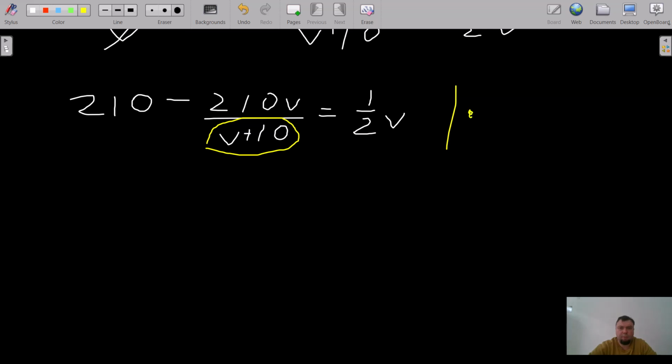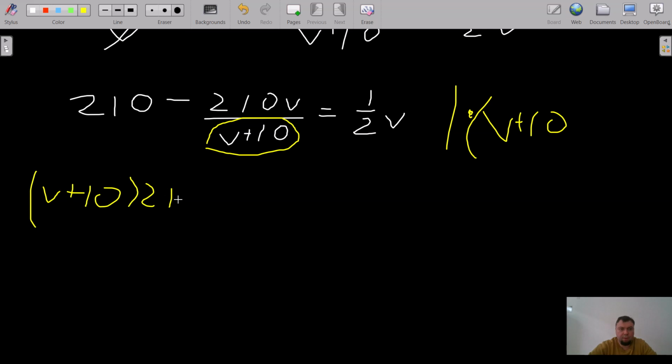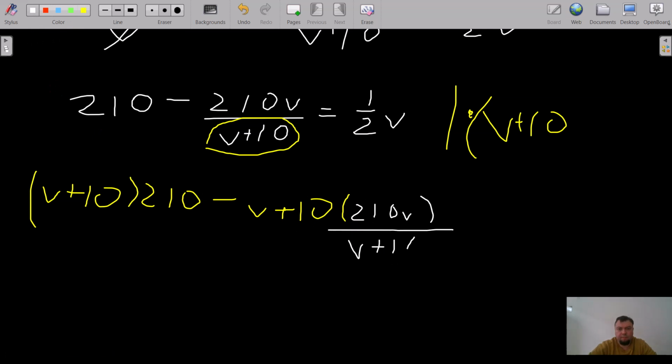So now we'll again multiply both sides by v plus 10, and then you will get v plus 10 in brackets 210 minus, sorry, it will be 210v over v plus 10 equals v plus 10 multiplied by a half v.